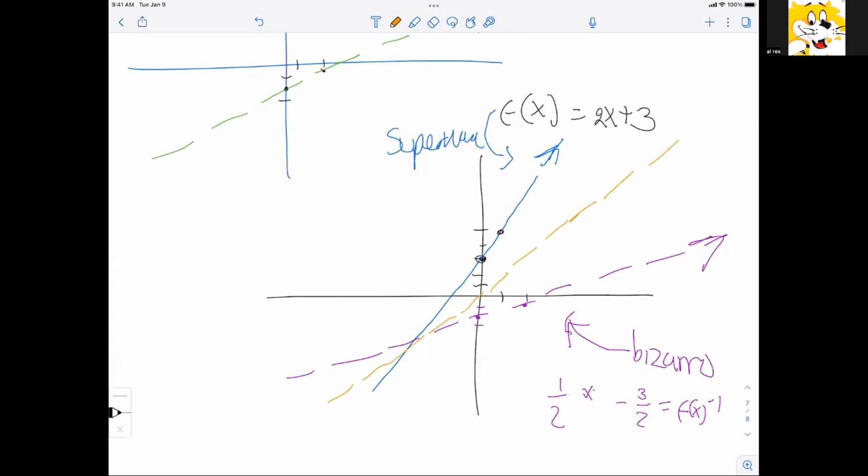And the equation for the orange is y is equal to x. And what's y is equal to x? Y is equal to x is the identity line, right? So this identity line is your mirror. So when Superman looks at the mirror, on the other side is Bizarro. And Bizarro is the reflection.